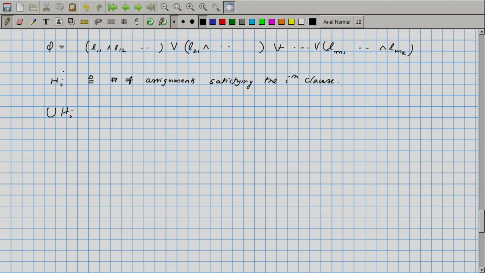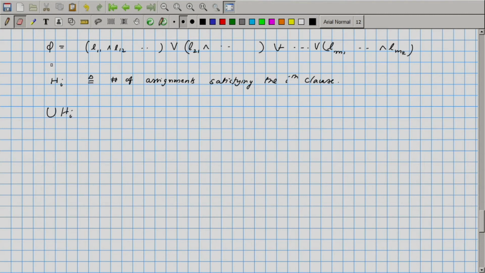If we find Hi, we could maybe try the inclusion exclusion formula, but since there are m clauses, the inclusion exclusion formula would essentially have 2 raised to m different terms. So, we cannot really go by that route, that is going to be computationally very costly. So, what can we really do here?